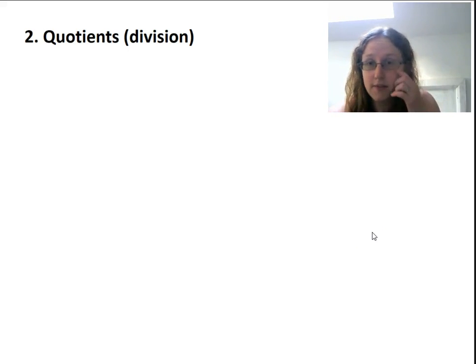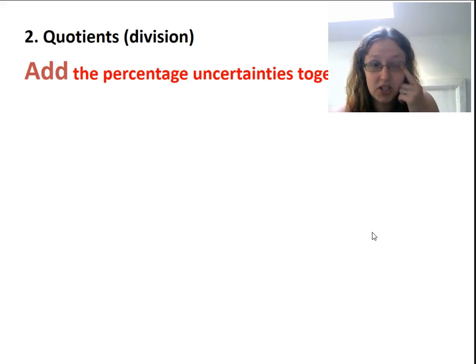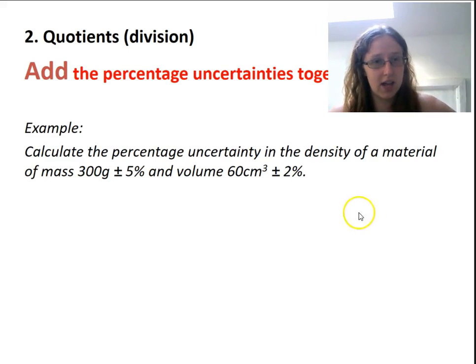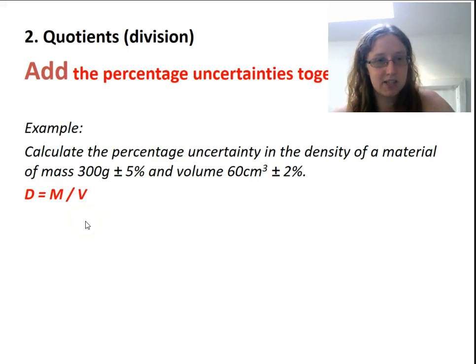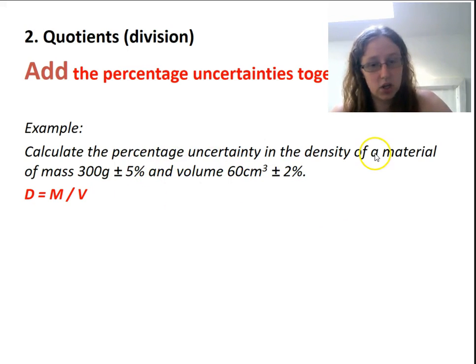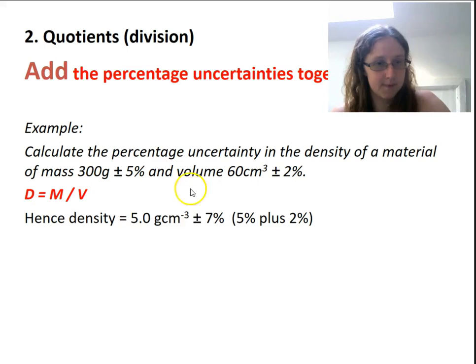So next up, if I divide them together, well again I just add the percentage uncertainties. So here I want to find the density. I've got mass and I've got volume. Well, density, I hope you remember, is mass divided by volume. So that means I'm going to do 300 divided by 60. So the uncertainties, which are 5 and 2, all I'm going to do is add them together, which gives me my 7% that I've got here.